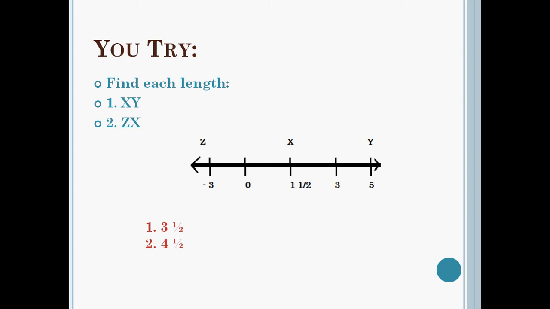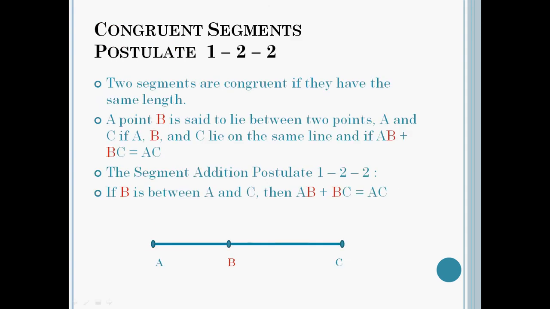Did you find that XY was 3.5 units and ZX was 4.5? Remember that Z is at -3, so when you are subtracting 1.5, you get -4 1/2. But since you take the absolute value, your distance will still be positive. Any two segments are congruent if they have the same length.